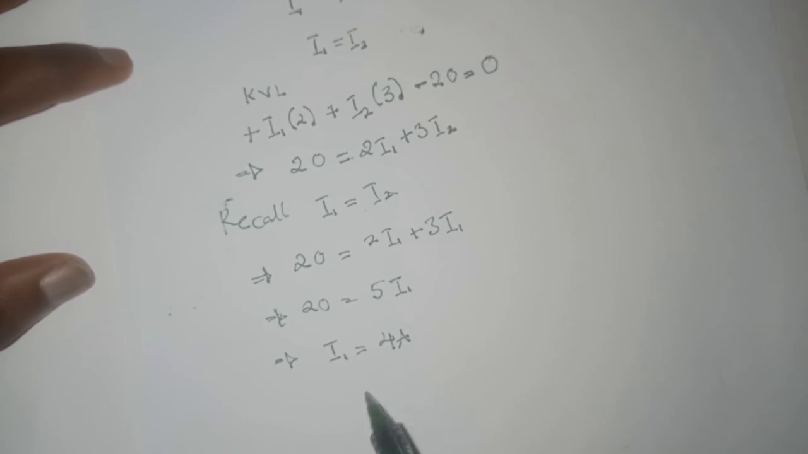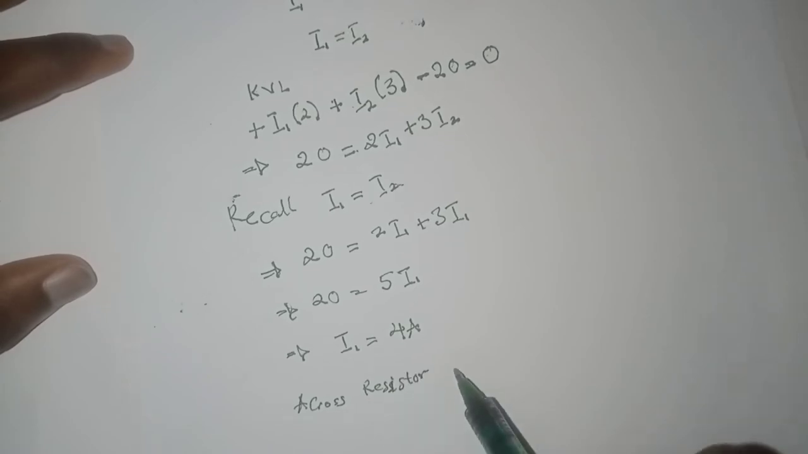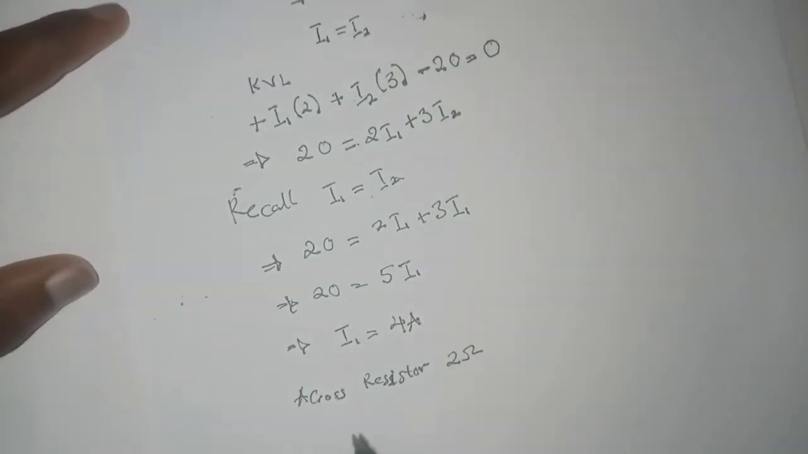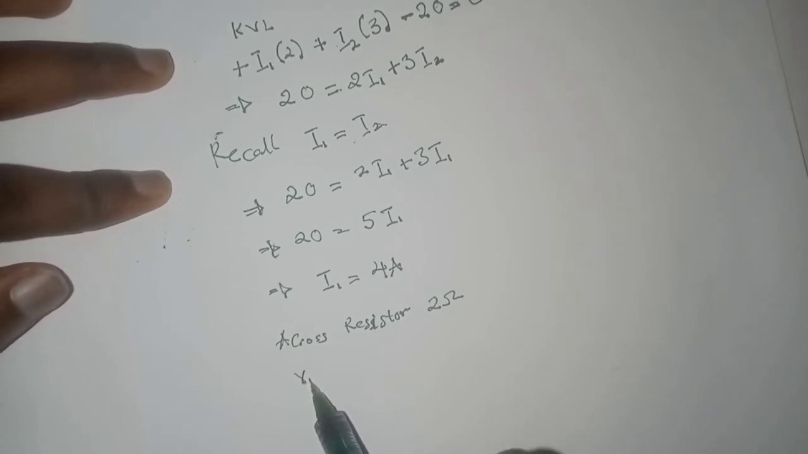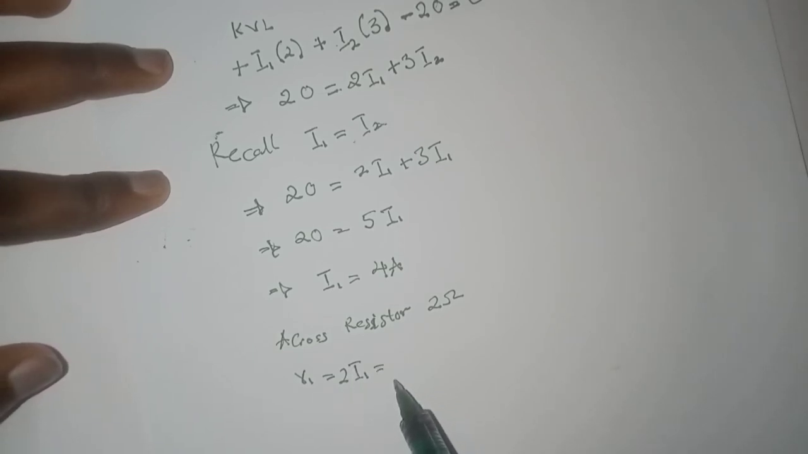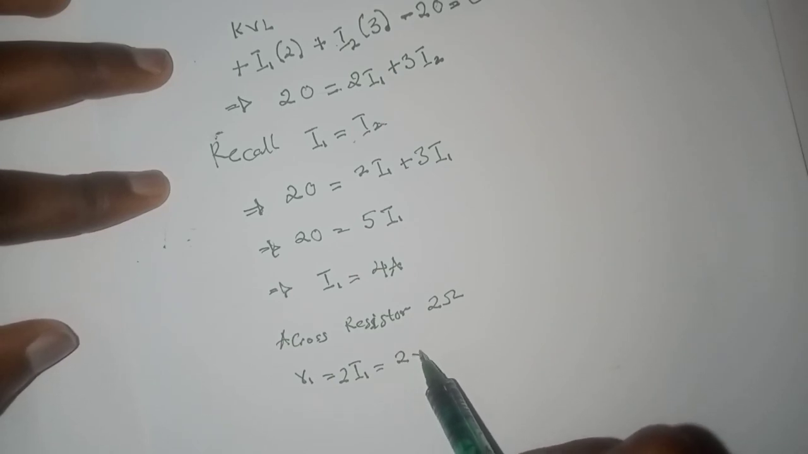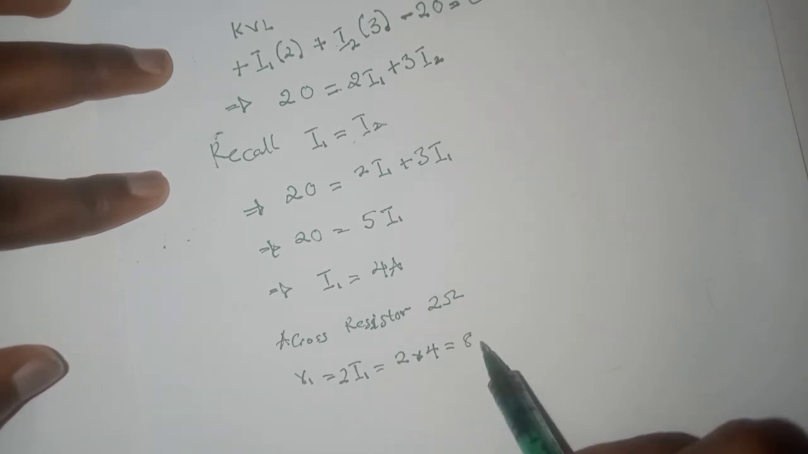Then we can calculate the voltage drops across each resistor. Across resistor 2 ohms, the voltage drop would be, say, V1 equals 2I1, which is equal to 2 times 4, which is 8 volts.